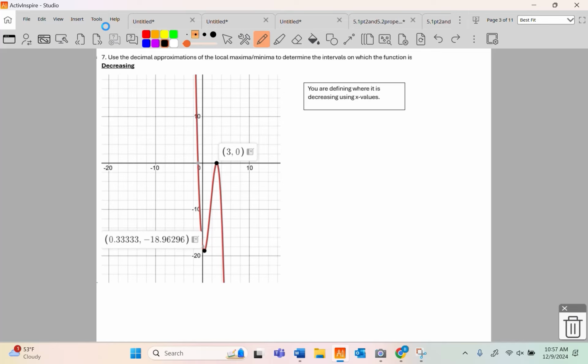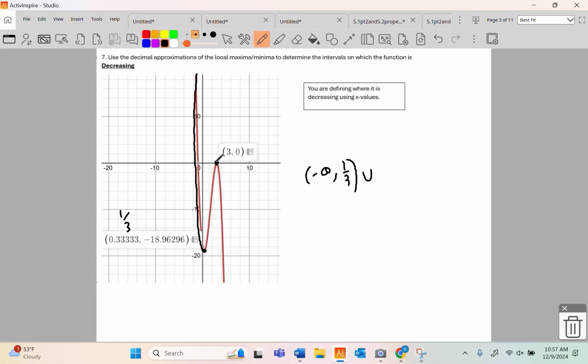All right, use the decimal approximations, local max and min, determine intervals on which the function is decreasing. Now this, by the way, is 1/3. So we are decreasing from here to here. So we start at -infinity all the way to 1/3.